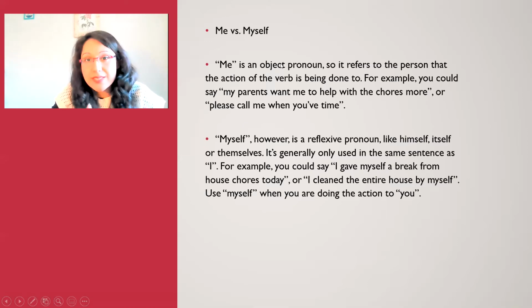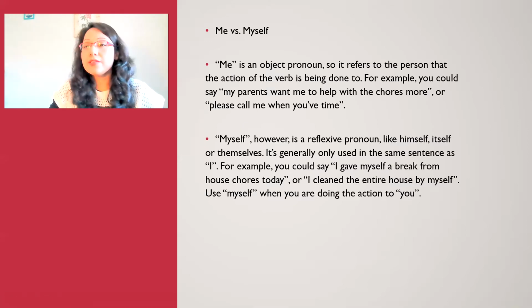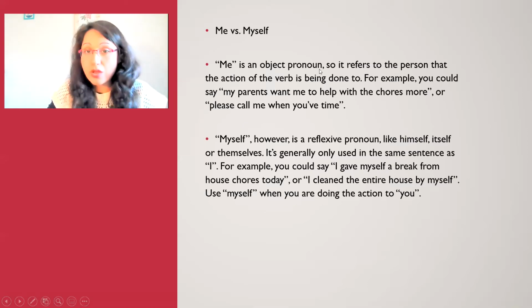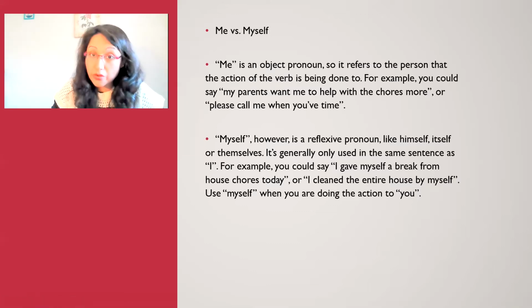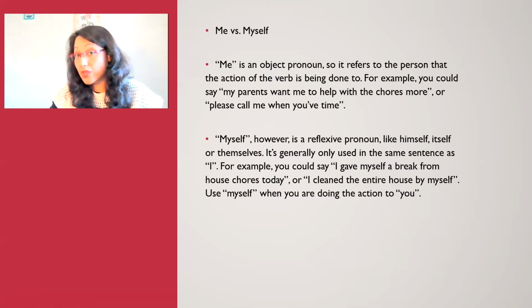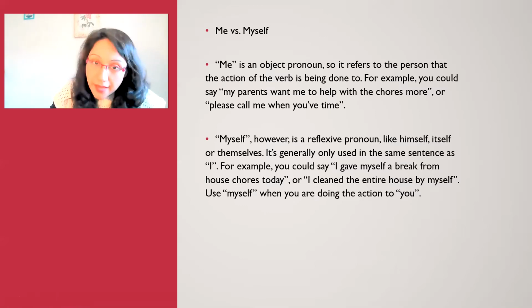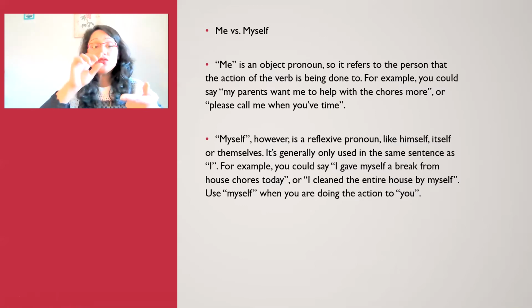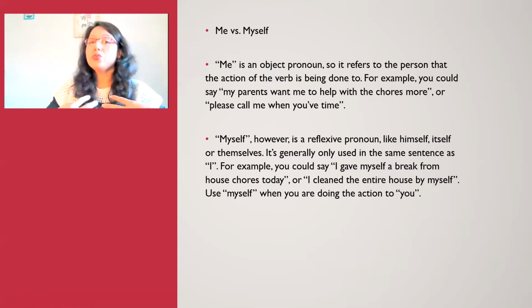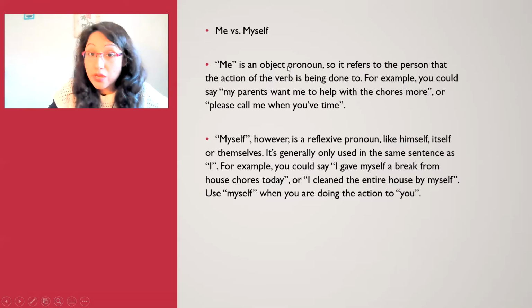So like it says, me is an object pronoun. So it refers to the person that the action of the verb is being done to. For example, you could say, my parents want me to help with the chores more. All right, so my parents, they are the subject and I am the object. So my parents want me to help with the chores more. Or please call me when you have time. Okay, so use your me when you are in the object's position. It is the object pronoun.